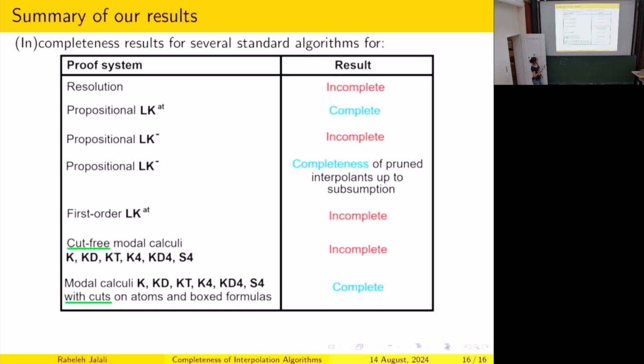For first-order LK with atomic cut, it is even incomplete. And for another system, resolution, that I mentioned, it is incomplete. For modal logics, which are very similar to classical propositional logic, the cut-free versions are incomplete. And if you add cuts on atoms and box formulas, it is complete. So these are all the results that we have so far. And thank you.